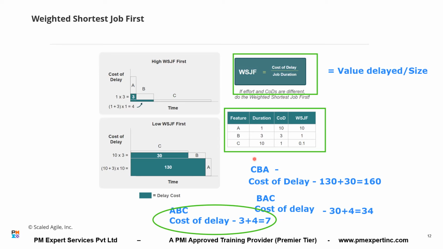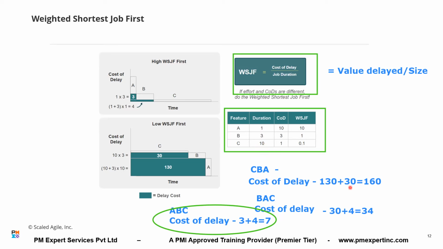Ekta, what is the duration of C here? Just a minute. It's 10. So that means I am starting B on the 11th day. I have not started B till now. So tell me, what is the value delayed by starting B on the 11th day? What is the value of B? Value of B is 3. And I am starting it after 10 days. So will the value delayed be 30?